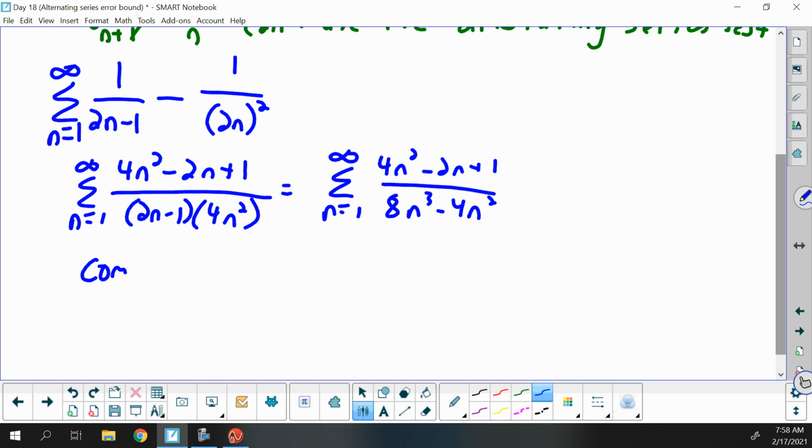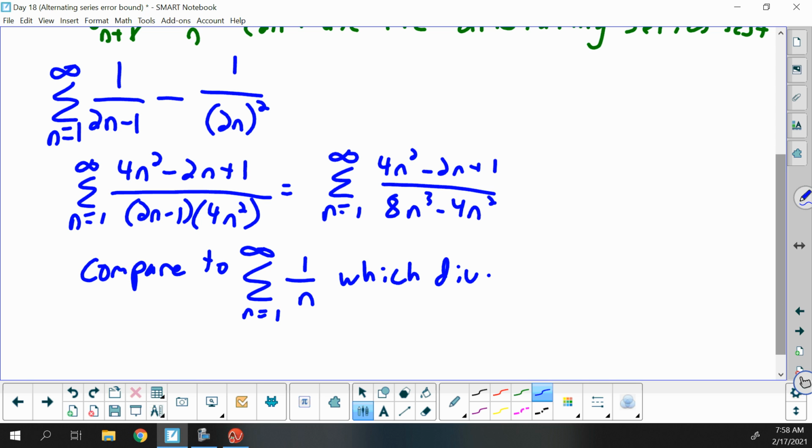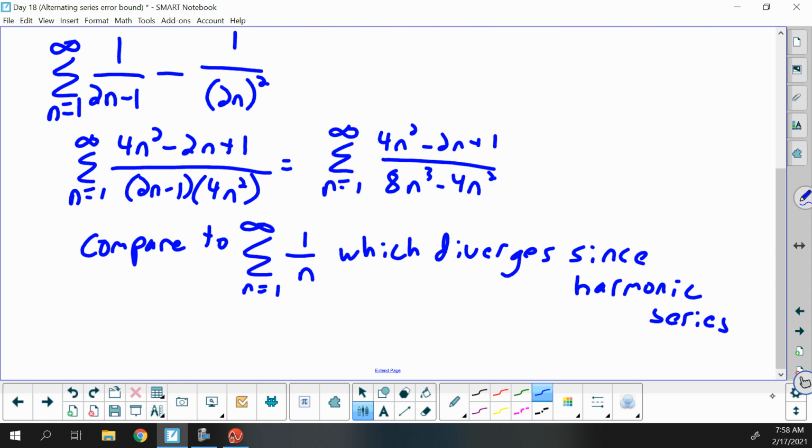So let's compare to the series n equals 1 to infinity. The gap between our degrees is 1, so we're going to compare it to 1 over n, which diverges since it is the harmonic series. So we'll do the limit comparison test.